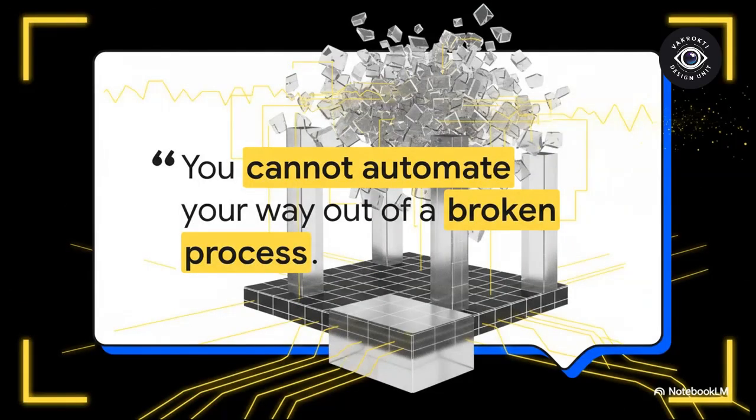I mean, this quote just says it all, doesn't it? AI and automation are amazing, powerful tools, but they are amplifiers. They can't magically fix a process that's fundamentally broken. The teams that are actually winning with AI right now, they're the ones who put in the work first. They standardized their operations and they cleaned up their data. That foundation has to be solid.